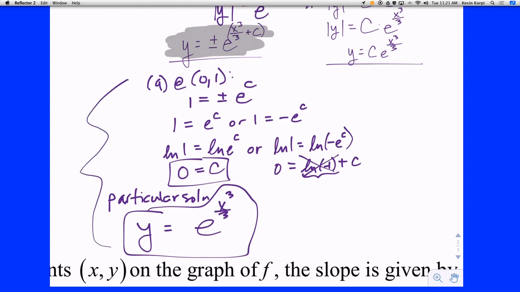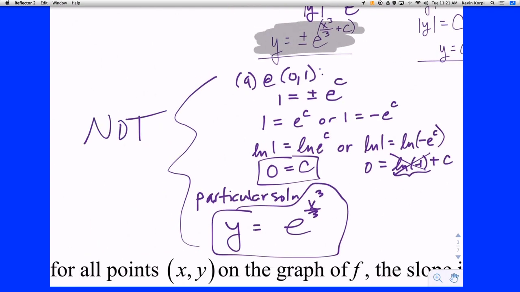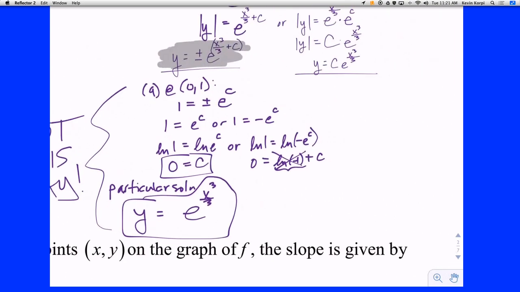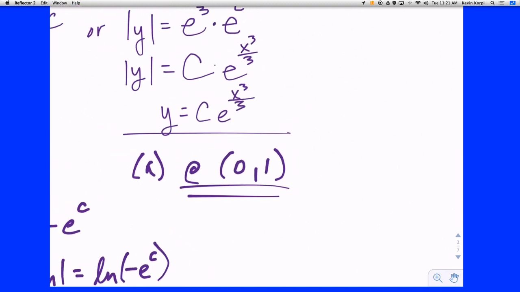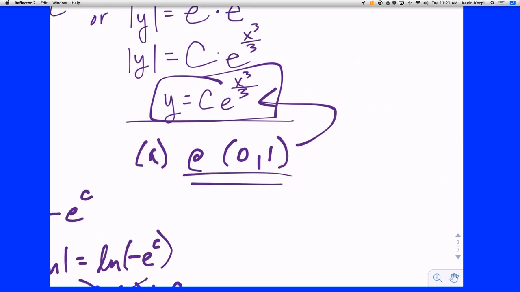So this method right here, we are not going to do it this way. But it works. Okay, don't do it that way. We're going to do it this way. Part A. At the point 0, 1. Now look how much easier this is going to be. We're locked into this general form now, which is a little bit different. But you'll see that we get the same answer.